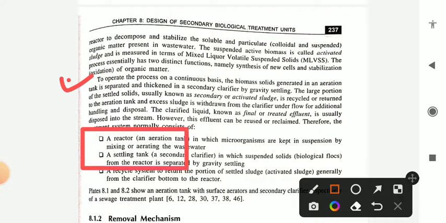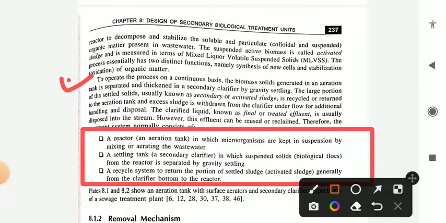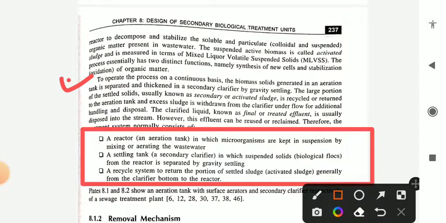The system normally consists of the following three points. Number 1, the reactor, or we can say aeration tank, in which the microorganisms are kept in suspension by mixing and aeration of the wastewater. Second is the settling tank or secondary clarifier, in which suspended solid biological flocs from the reactor are separated by gravity settling. And third is the recycle stream to return a portion of the settled sludge, generally from the clarifier bottom, to the reactor.